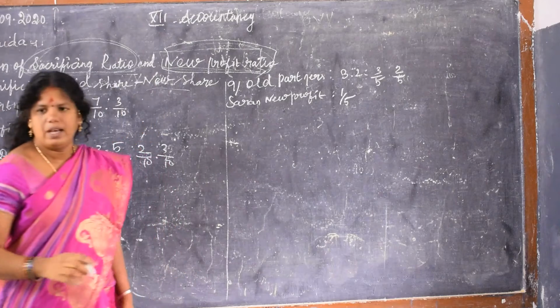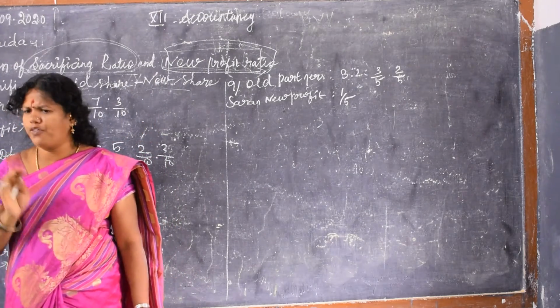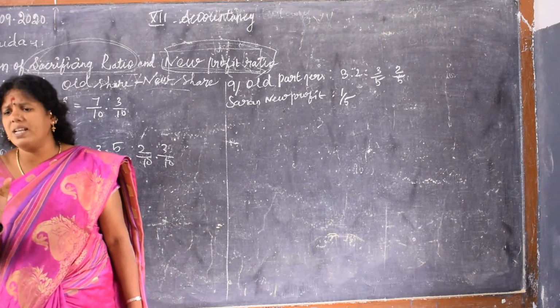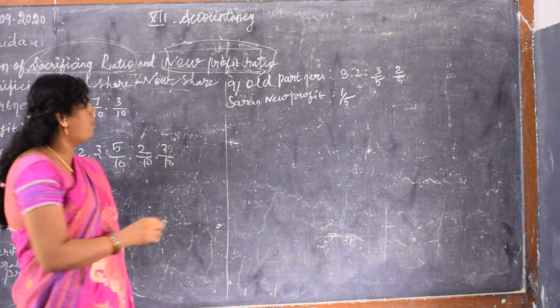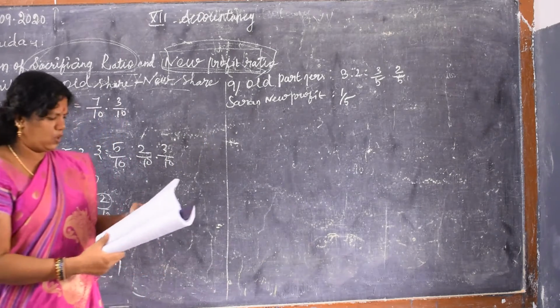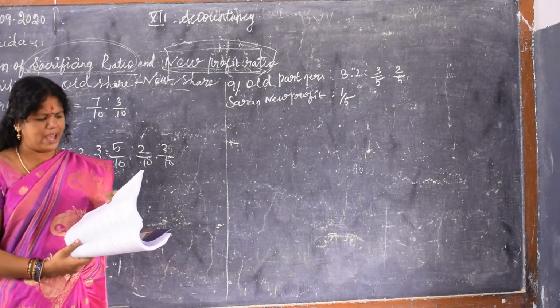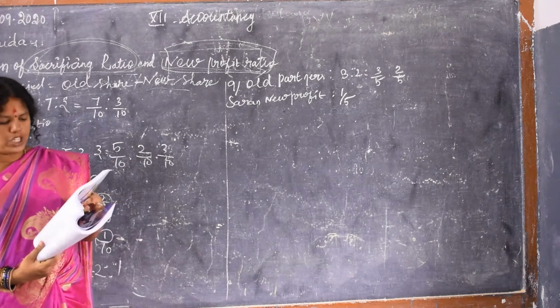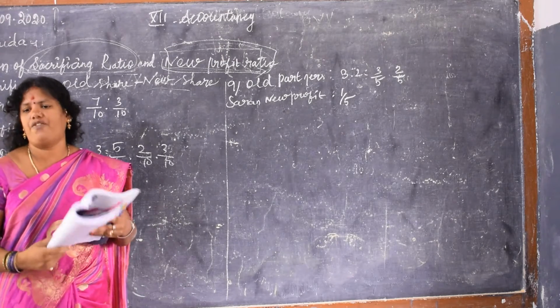Okay, so what is the first step? We have to find out the sacrificing ratio. For the sacrificing ratio, read the question. They admit Sharon for 1/5, which he acquires entirely from Anand.